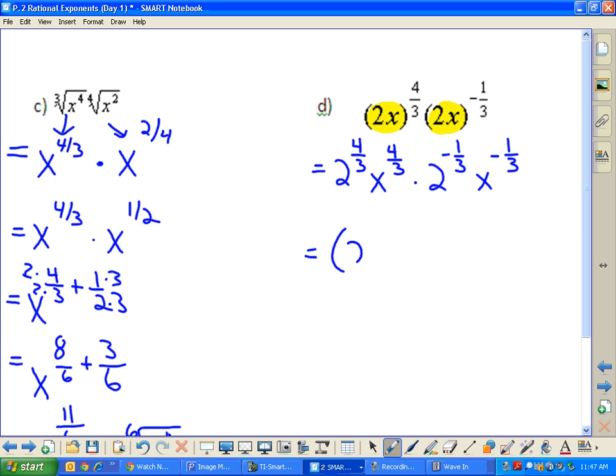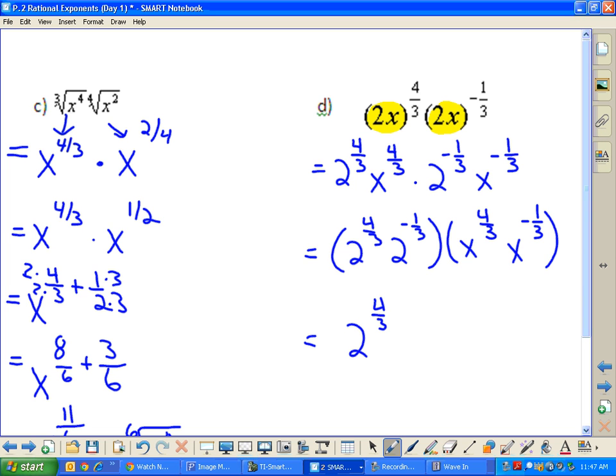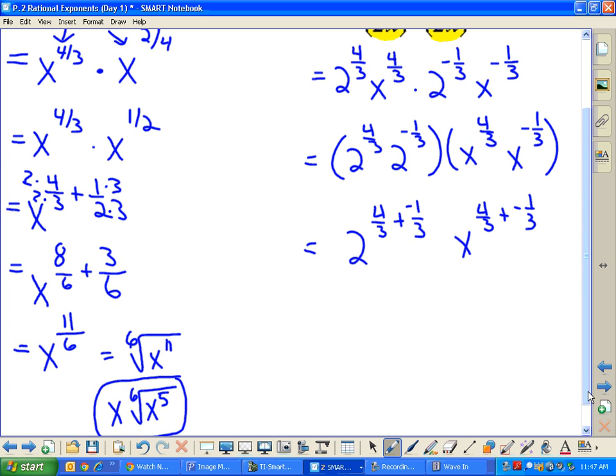We could rearrange this. You know, you put your 2's together, and you put your x's together. And then what I notice is I have like bases multiplied together, so I'm allowed to add my exponents. 4/3, take away 1/3, will give me my new exponent for 2. And then for the x's, you're going to have 4/3 plus a negative 1/3 as well. I think what you get is 2 to the 3/3, which is 1, and x to the 3/3, which is 1. So this is just 2x.